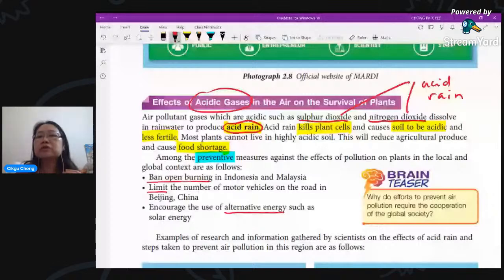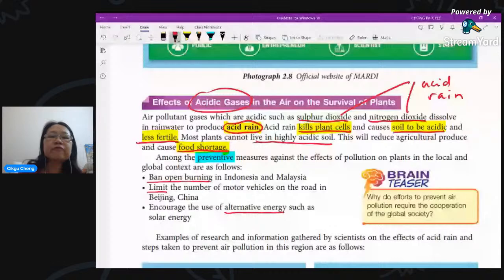So it falls onto the ground and makes the soil acidic, and sometimes this acidic soil is not suitable for all the plants. Some plants prefer more alkaline conditions. Some prefer neutral soil. A few of them prefer acidic soil. But usually it becomes too acidic and the soil becomes less fertile. That means plants cannot grow well in it. Plants cannot live in very highly acidic soil. So if it's too acidic, they die. So it will make the food short, because you have fewer plants growing.